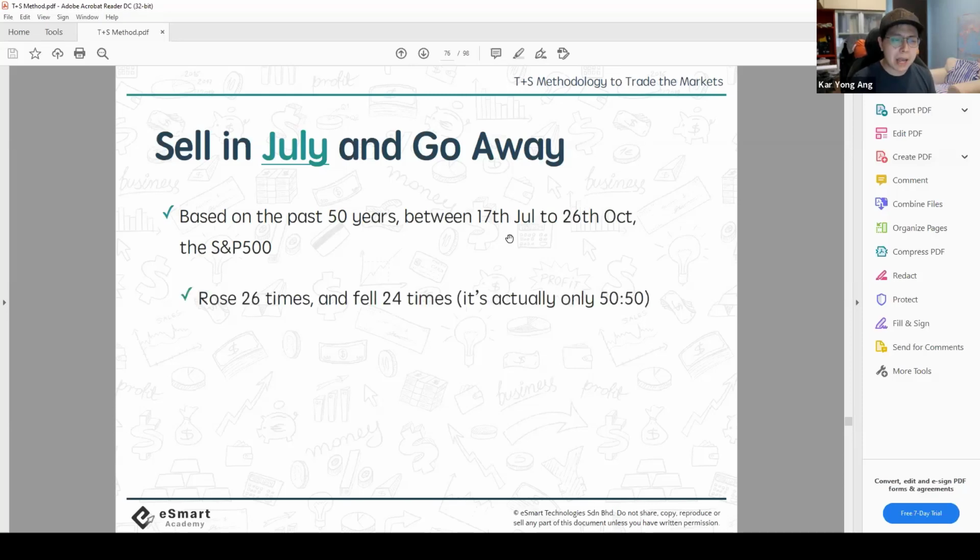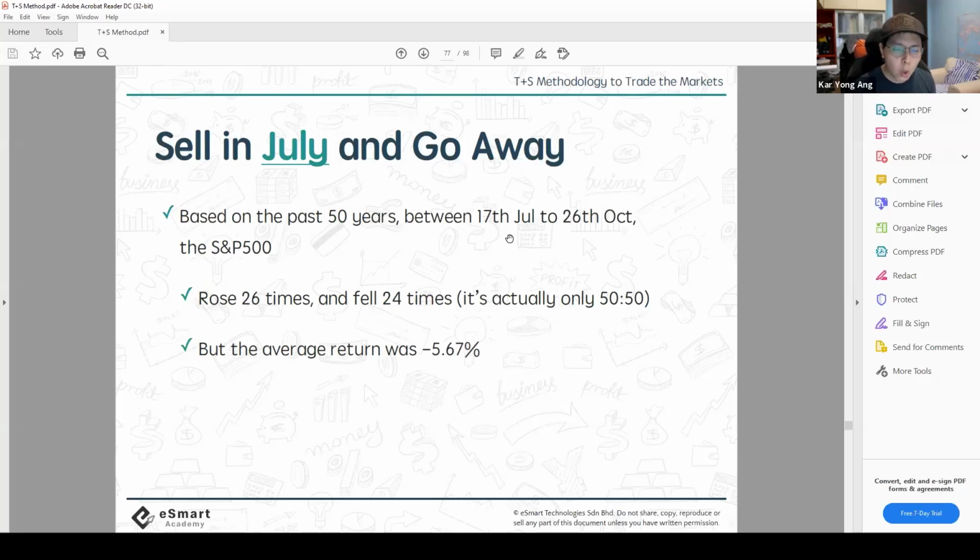For the past 50 years between this period, July to October, there are 26 times the S&P rallied, and 24 times the S&P dropped, which means during this period there's a good 50-50 chance of rallying and dropping. So it's anyone's best guess. There is no real advantage for you, whether to buy or sell, not clear, because it's 50-50. The probability is half.